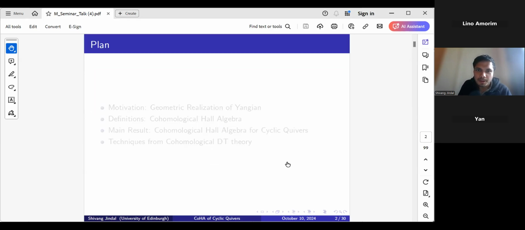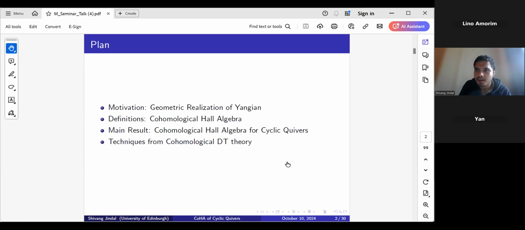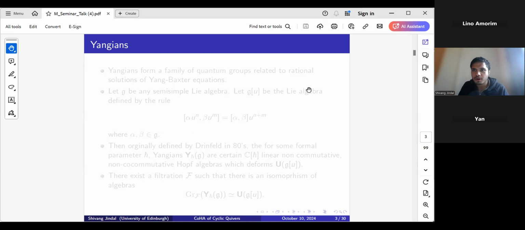So here's the plan. First I will say a few words about Yangians and the motivation that we want to have a geometric construction of Yangians. Then I will explain what cohomological Hall algebra means, and after stating the main result, I will explain how these theorems are proved by using techniques from DT theory. So I'll start. What are Yangians?